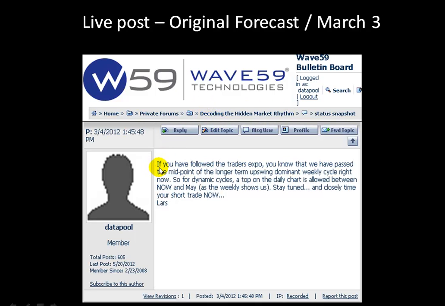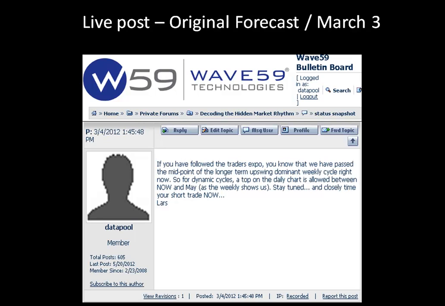I just mentioned, if you have followed the Traders Expo, you know that we have passed the midpoint of the longer term upswing of the dominant weekly cycle right now. So for dynamic cycles, a top on the daily chart is allowed between now and May, as the weekly cycle shows us. Stay tuned and closely time your short trade now. So this was the final comment.